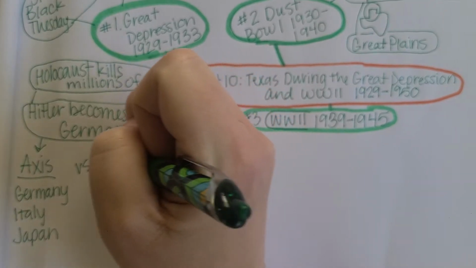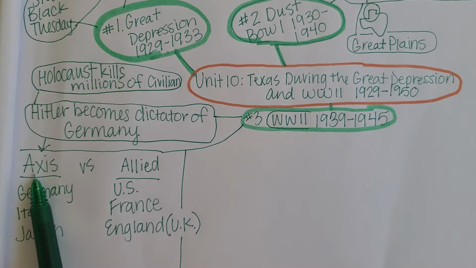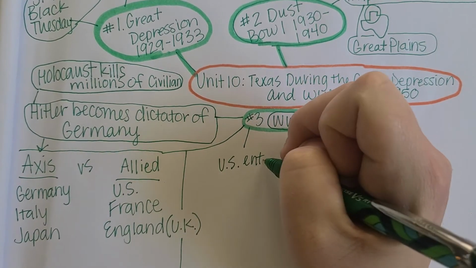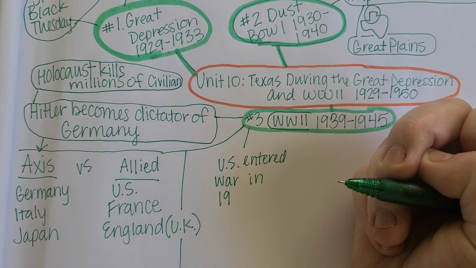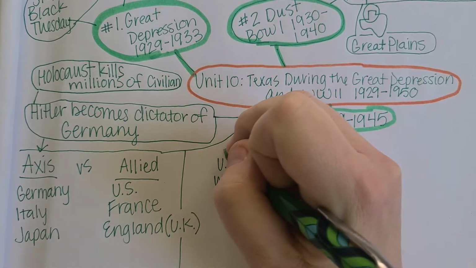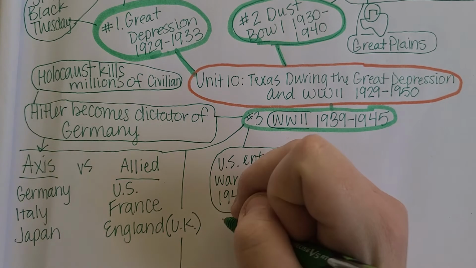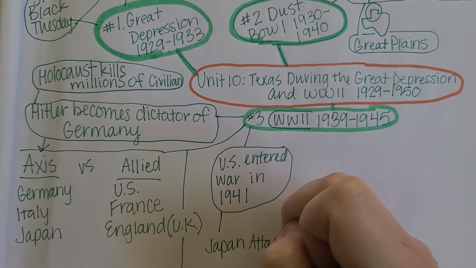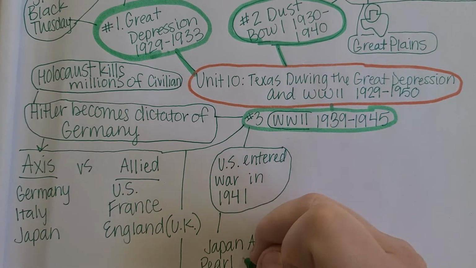So there's the sides of the war: Allied powers versus Axis powers. The United States enters the war in 1941. So the United States was looking back at World War I, and they did not want to re-enter a large conflict like that. So they did everything they could to stay out of it until Japan attacked Pearl Harbor, which is a military base in Hawaii.